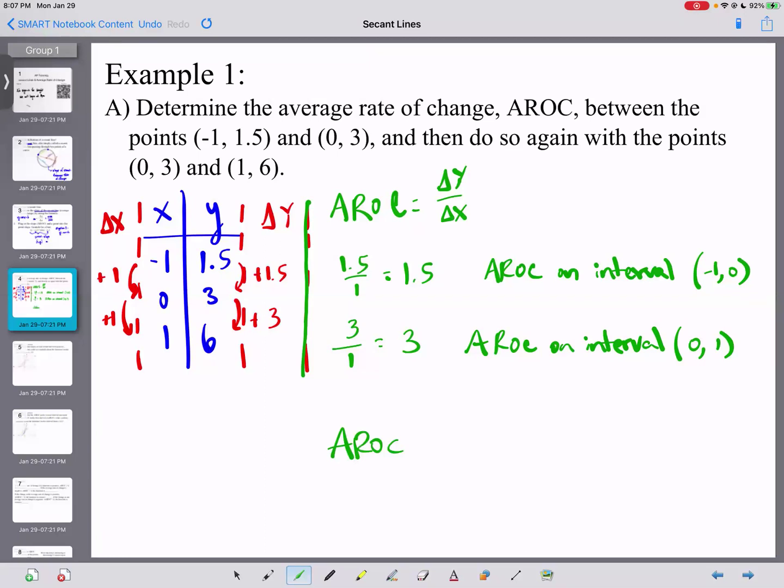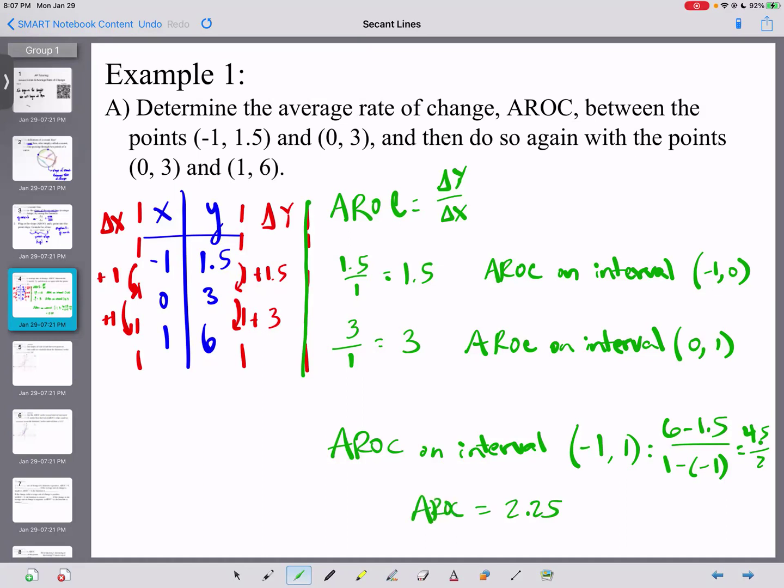I'm going to just go ahead and do it on the interval from -1 to 1. You could do this as well, where you do the change of y's, which would be 6 minus the 1.5, and then the x's, 1 minus a -1. We could do that as well. So 6 minus 1.5 would be 4.5, divided by 2. So that would be 4.5 divided by 2, which we could reduce to become 2.25. So you can find that AROC at all those different values.